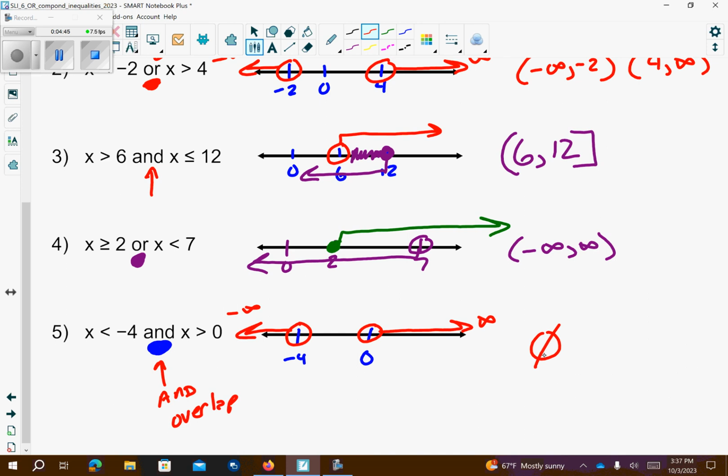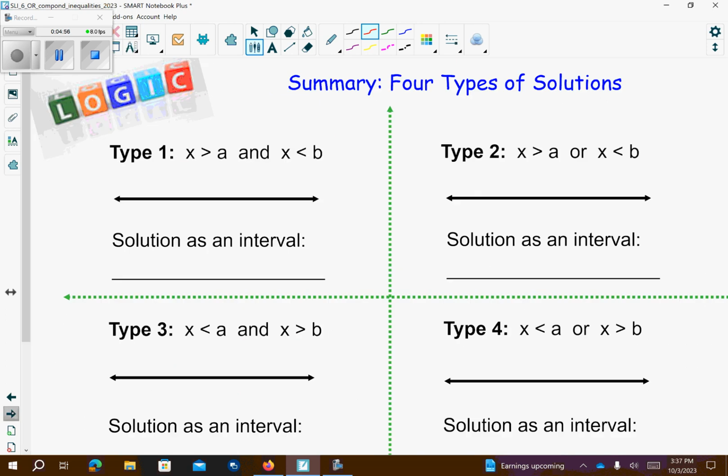If that was the word or in there, that's different. We are not looking for overlap. We can have overlap with or, we don't have to. And has to have overlap. If it doesn't, there's no solution.